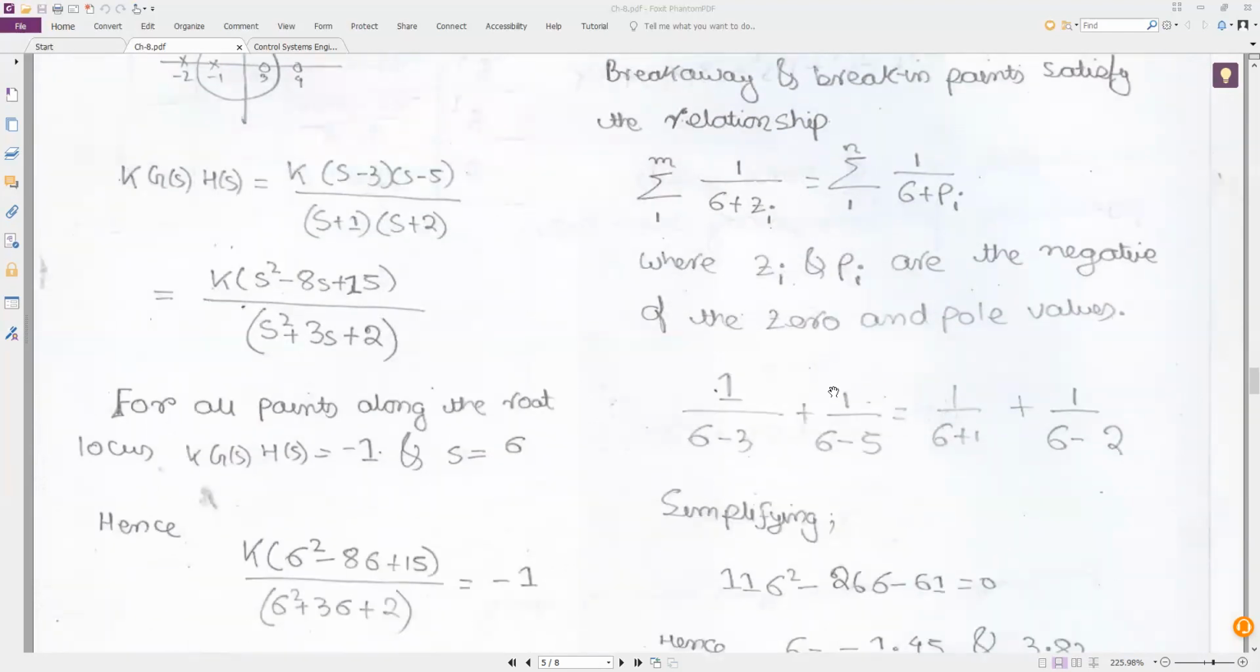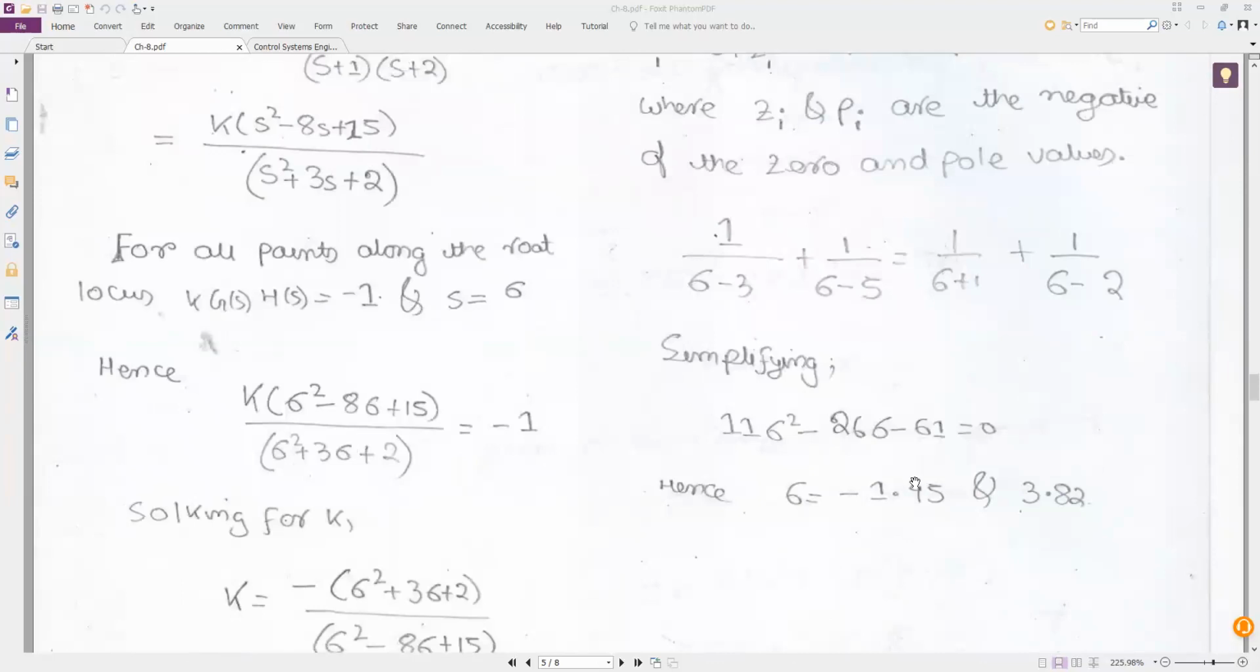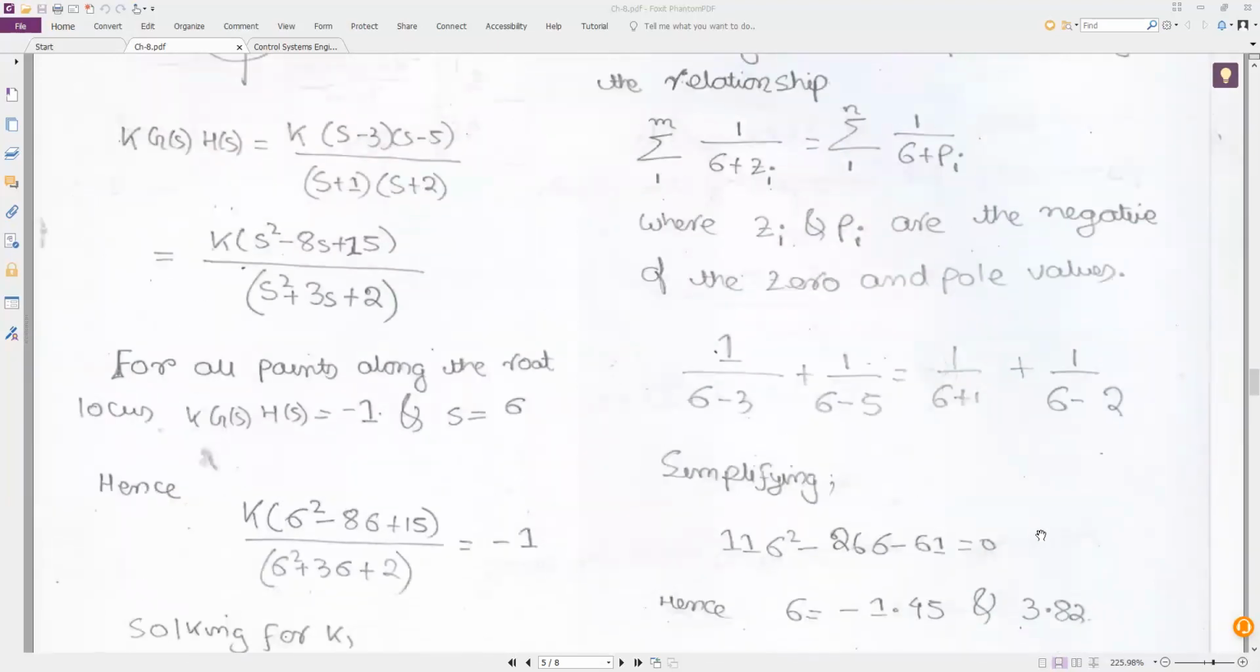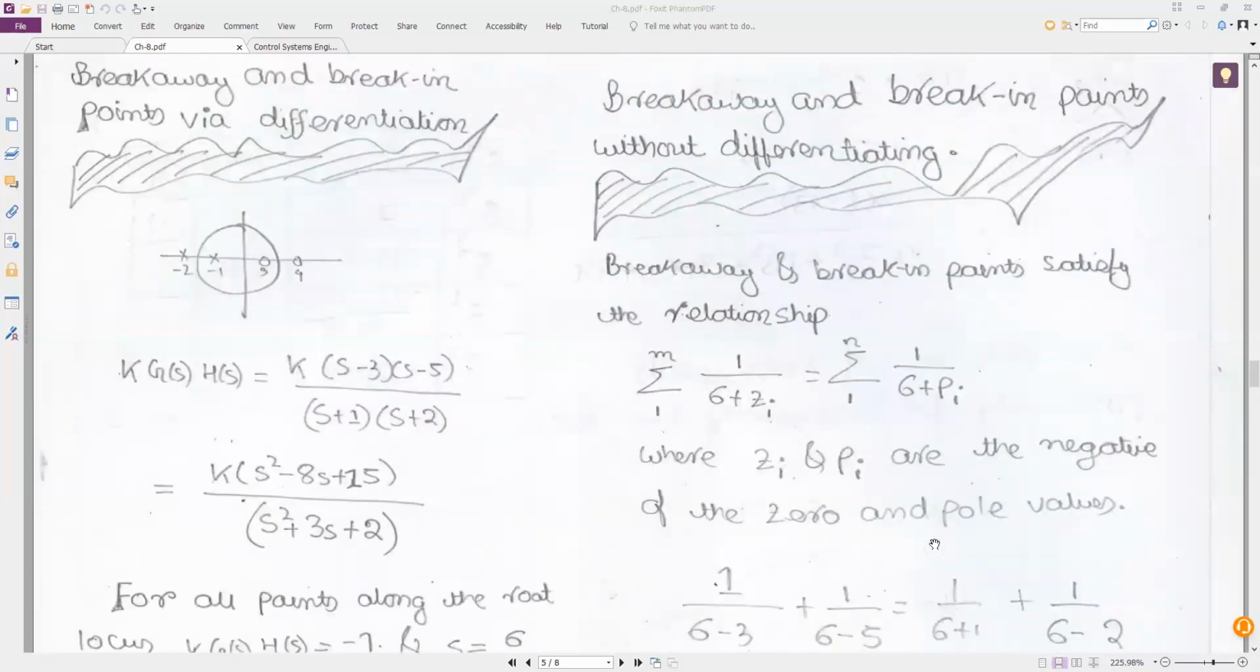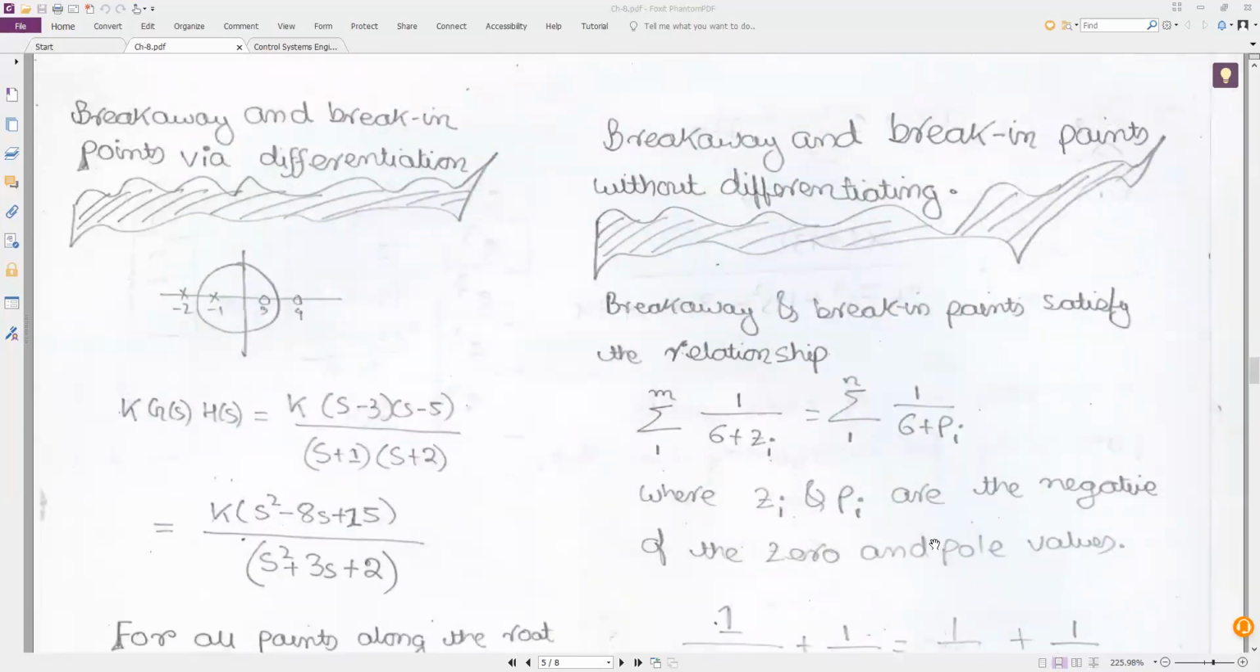Now, if you do the simplification, then you will find this equation: sigma is equal to minus 1.45 and 3.8. The same equation will come, the same values will come. So that is the way to determine the breakaway and break-in points.